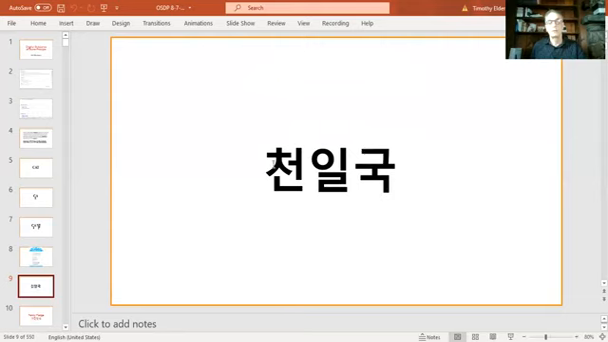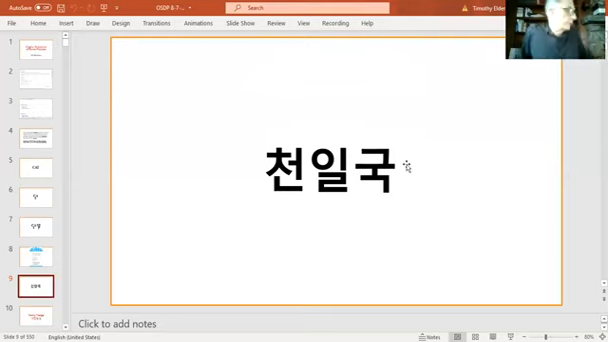Right? So we have ch, n, or chan, okay? Then we have the silent consonant, il, so il, and then k, u, k. So chan, il, guk. Chanilguk. Wow, that's what that says. It says Chanilguk. Isn't that something? All right.